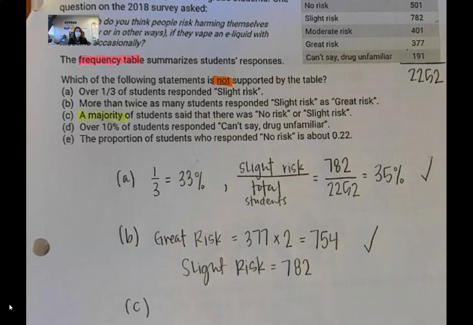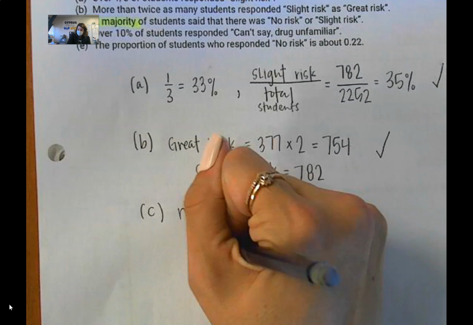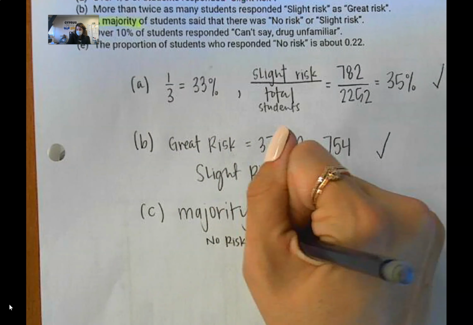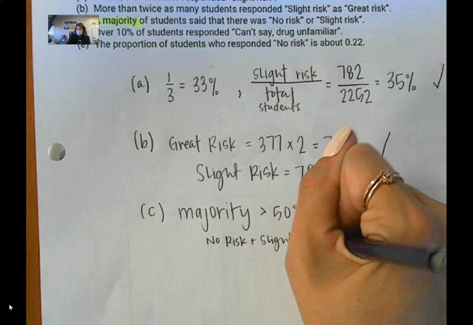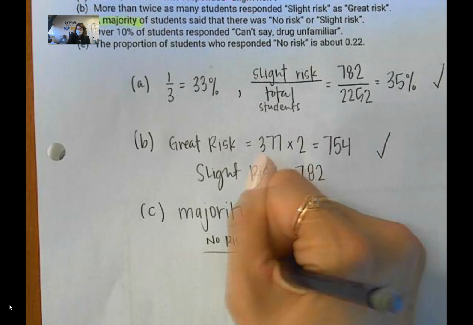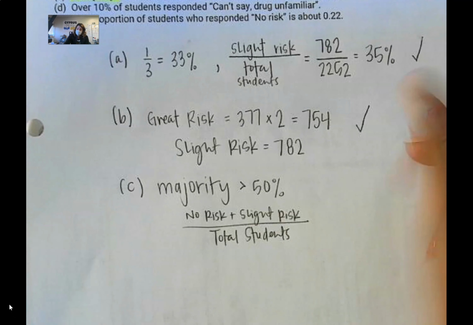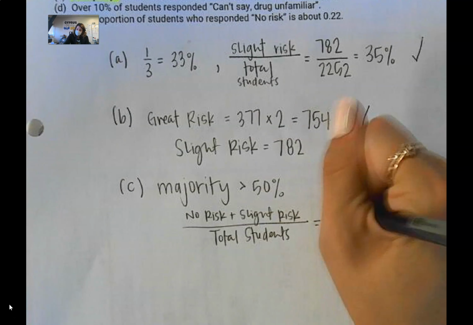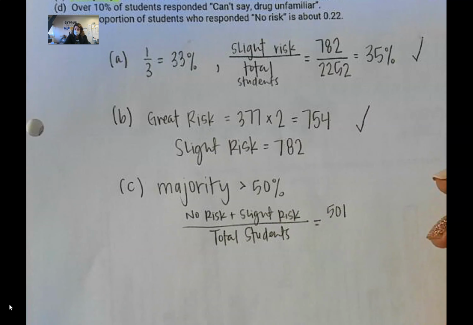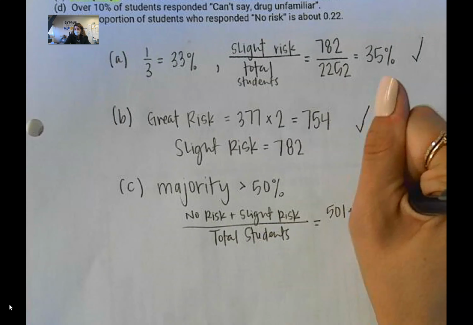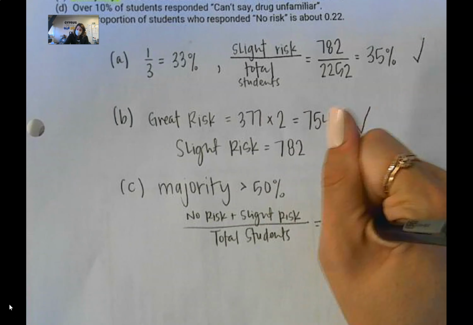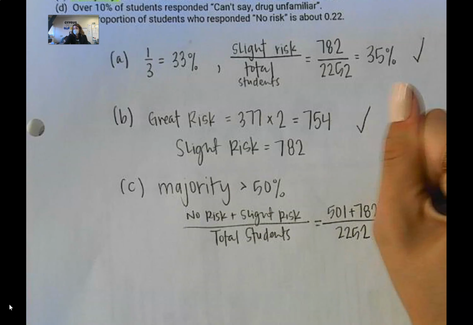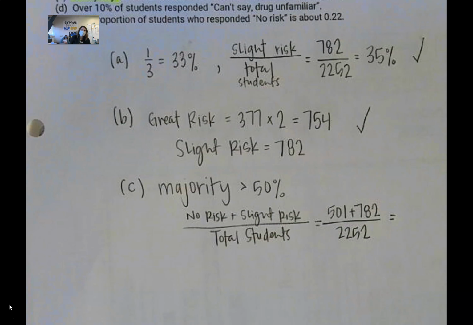Okay, so this time they want us to combine no risk and slight risk. No risk plus slight risk. And you can write as little or as much of this as you want to. I'm just trying to make it as clear as possible how you calculate. So no risk was 501 students. Slight risk was 782 students. Divide by 2252 students. If that's greater than 50%, then this one is also true.